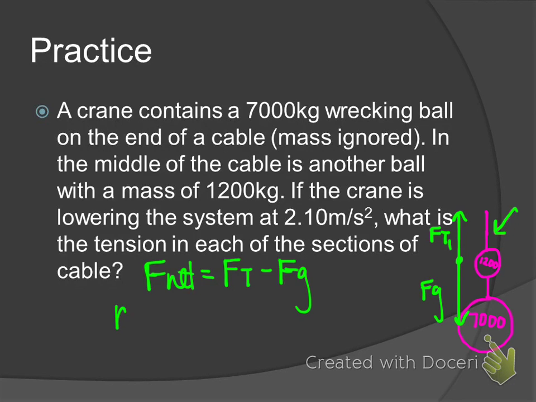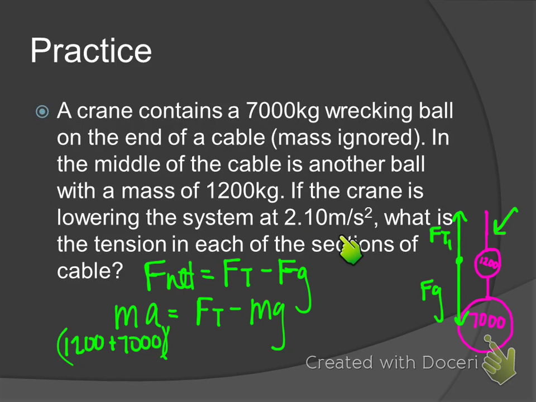So that means when we start doing our substitutions, mass times acceleration equals the tension force minus mass times gravity, right? Do we see where those substitutions came from? F net equals ma, and Fg equals mg. So the mass now becomes 1,200 plus 7,000 times the acceleration, which is 2.10. But what do we know about this word right here? Negative. It's negative 2.10. Okay, because if something is being raised or lifted, we have a positive acceleration. If it's being lowered, we have a negative. We're solving for the tension force.